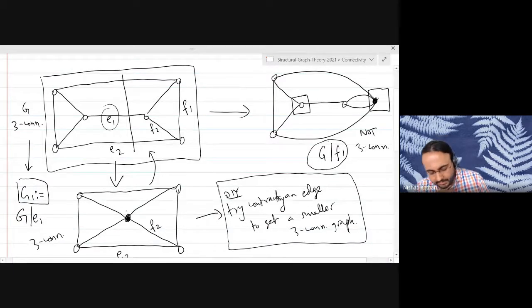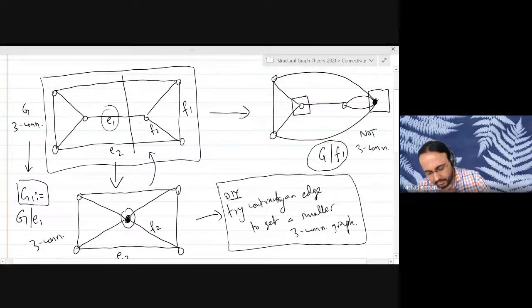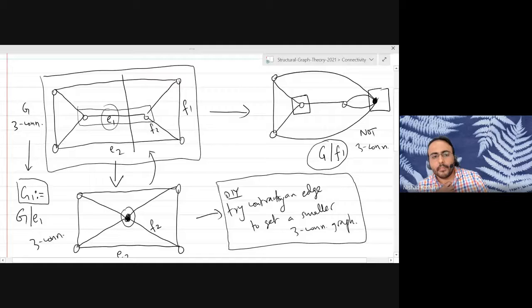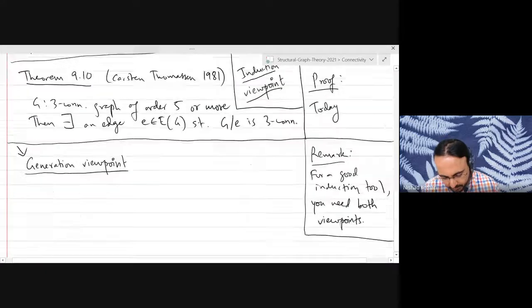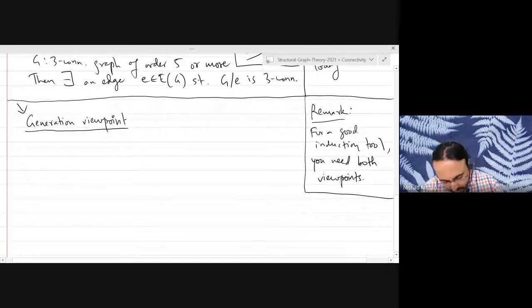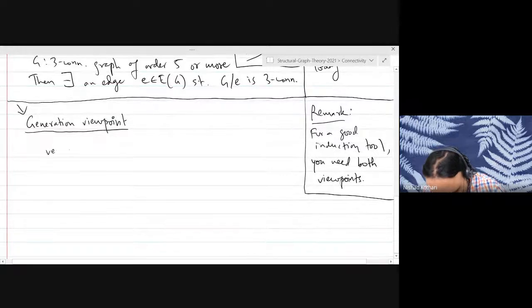You take this vertex and you split it into 2 vertices, right? So we are going to call this operation expanding a vertex, but we are going to make it a bit more restricted because we want to preserve 3 connectivity. Okay? So, vertex expansion.